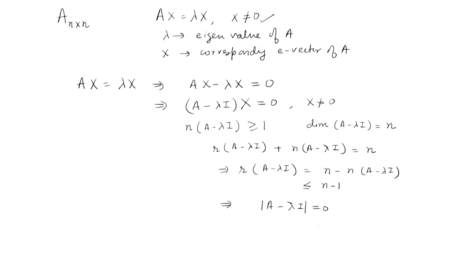Now, this equation, determinant of A minus lambda I equal to 0, is called the characteristic equation. This will give a characteristic polynomial in lambda. Okay. Now this is a matrix of order n cross n. So this determinant will give a polynomial of degree n in lambda. Okay. So what we are having now?